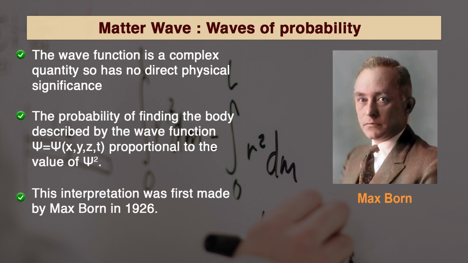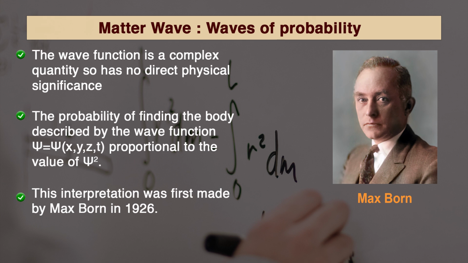A list of properties of this wave function psi was interpreted by Max Born in 1926. It is a complex quantity, it is finite and single valued, and its derivatives del psi by del x, del psi by del y, del psi by del z are continuous functions. These are mathematical terms, because basically Max Born was a mathematician.